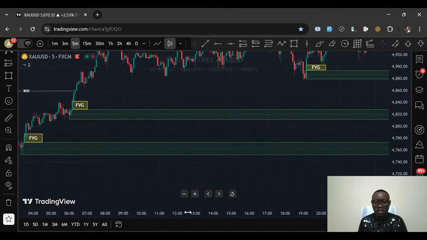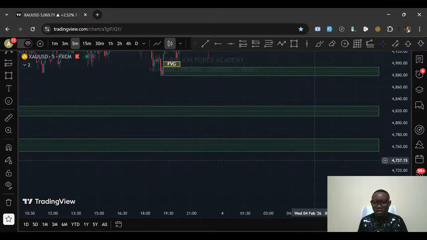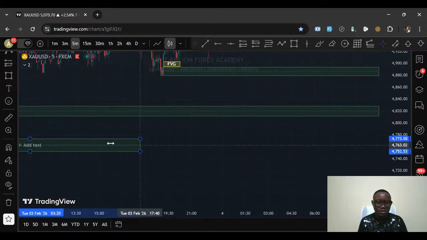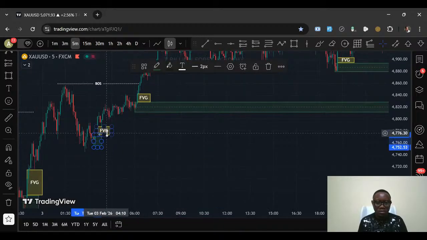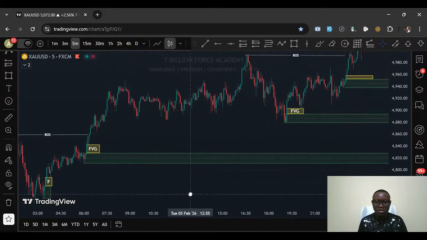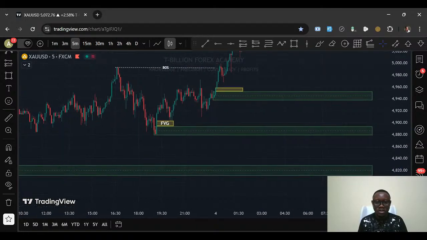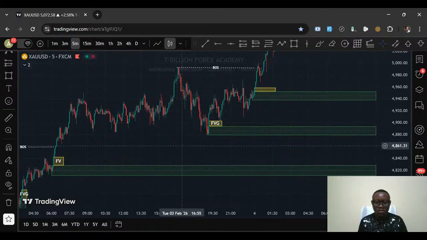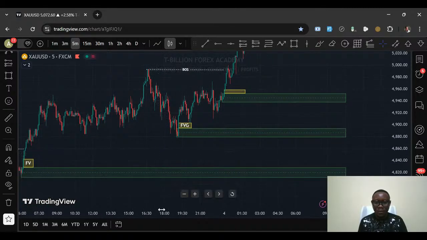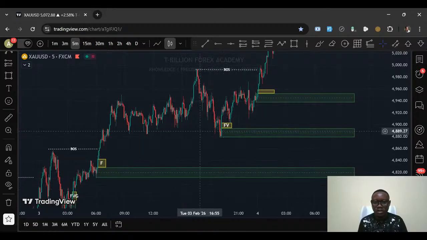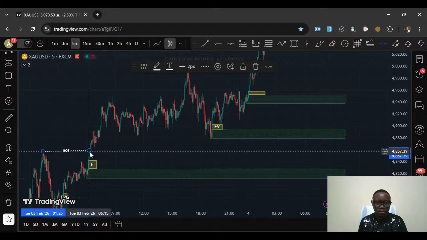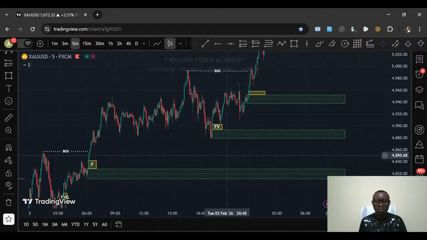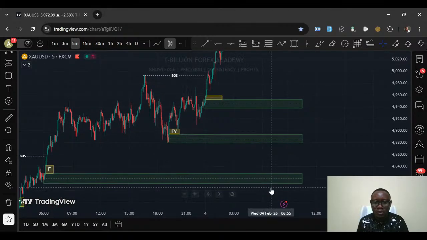I'll minimize this zone as I don't see price coming here anytime soon. So let's minimize it. And this one as well. Okay, so the focus is on these zones. Okay, let's just observe price action around these zones. Let's put our BOS right here. All right.